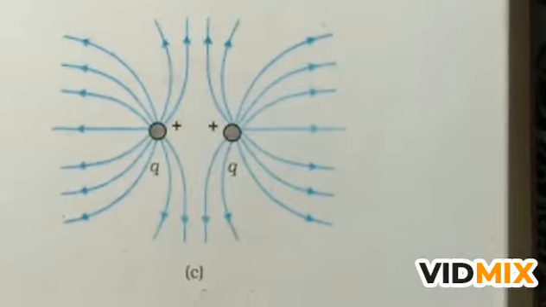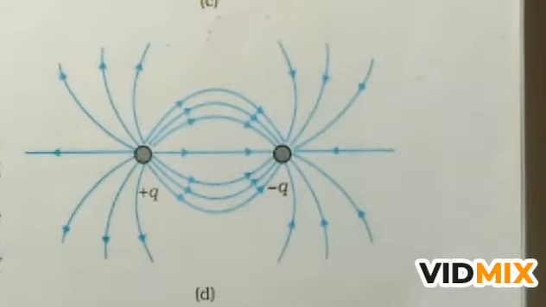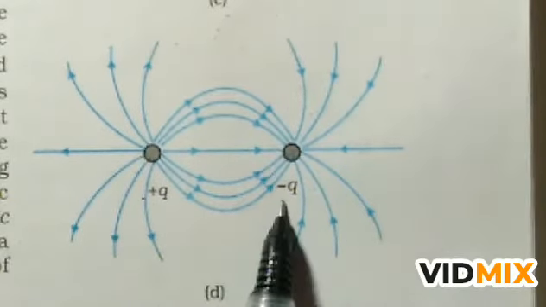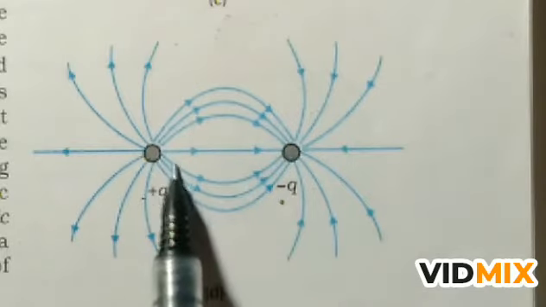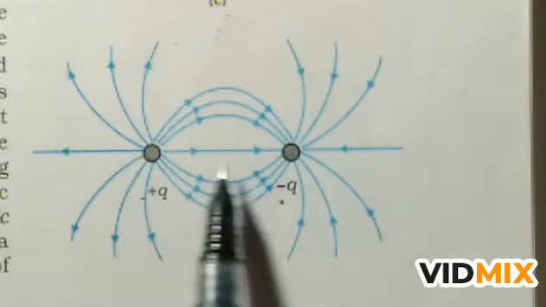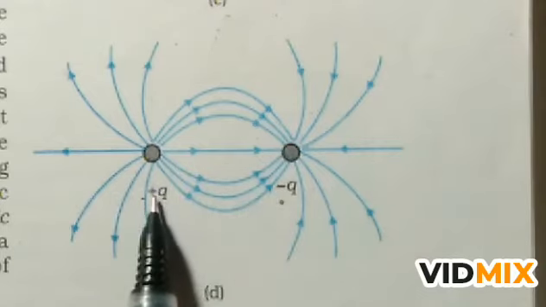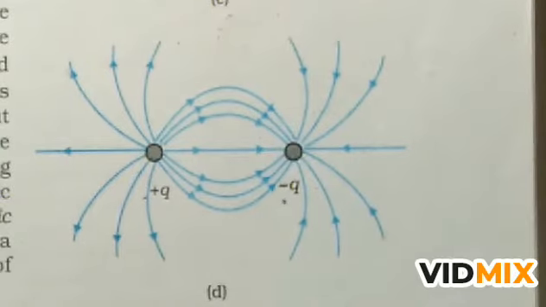And if we see the diagram for two opposite charges, one positive, one negative, the lines of force arise from the positive and end towards the negative. So these are the lines of force for two opposite charges, meaning the value is the same but the nature is opposite. So what are the properties of electric field lines?